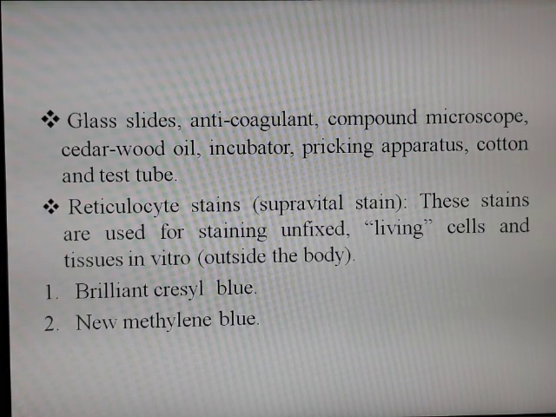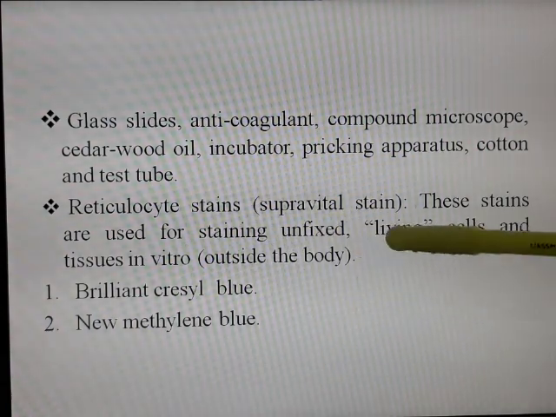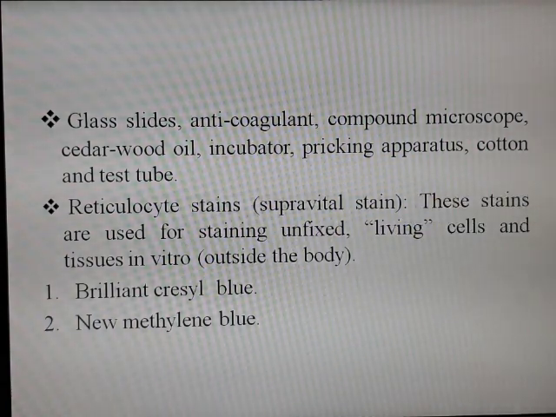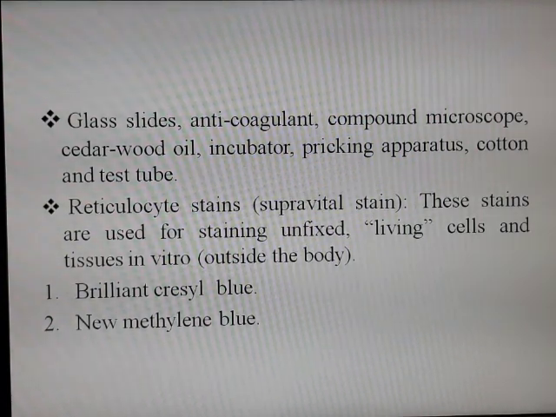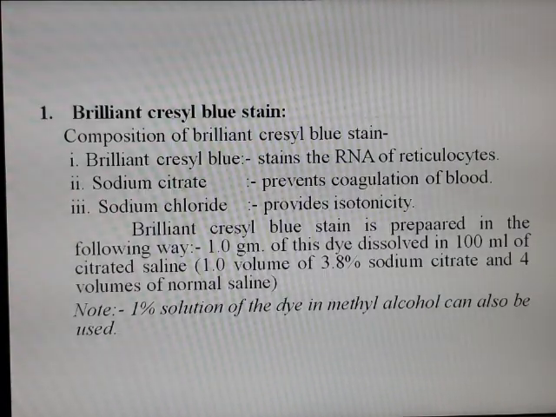So now about the reticulocyte stains. These are very important. The reticulocyte stains are supravital stains. These stains are used for staining unfixed living cells and tissues in vitro, that is outside the body. So here the stress should be given on unfixed and on living. There are basically two stains that we deal with: brilliant cresyl blue, and the second one is new methylene blue. So firstly, let's see about brilliant cresyl blue stain.